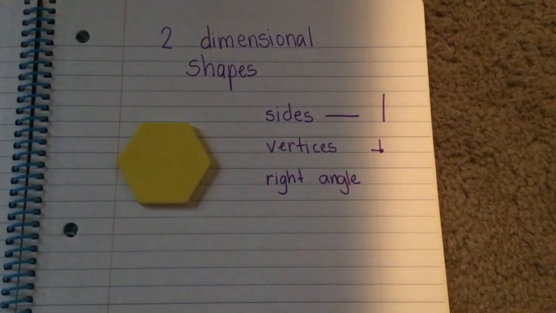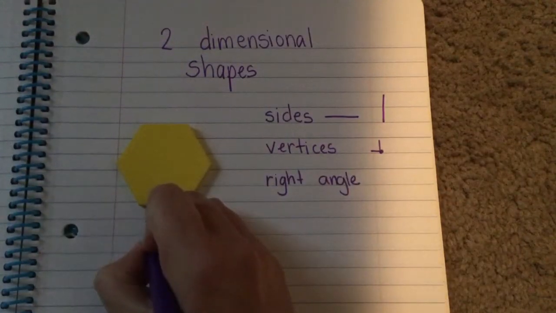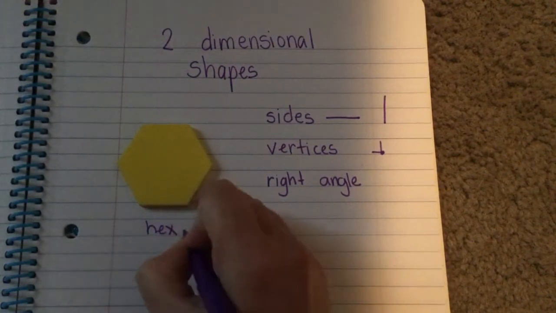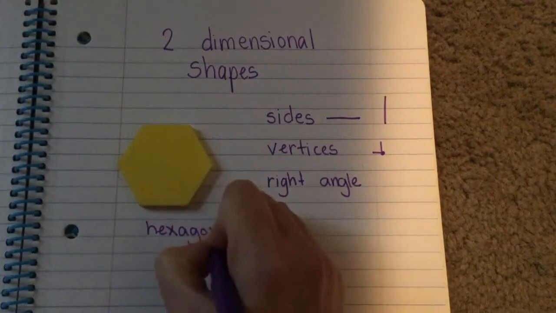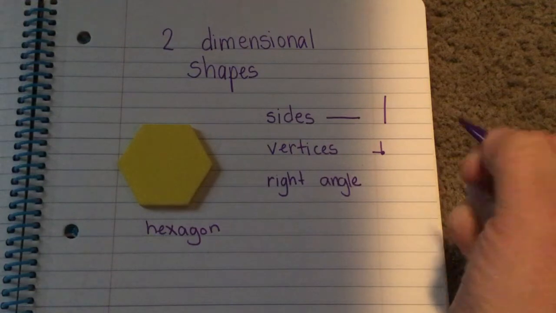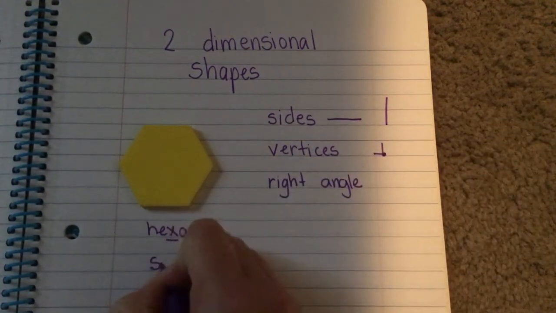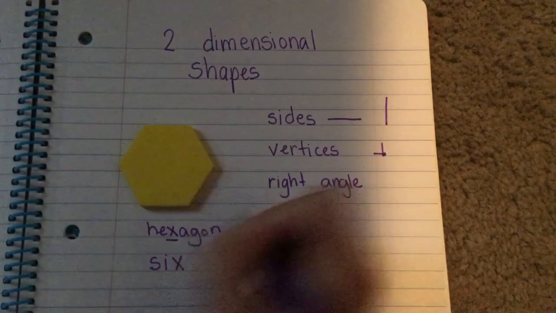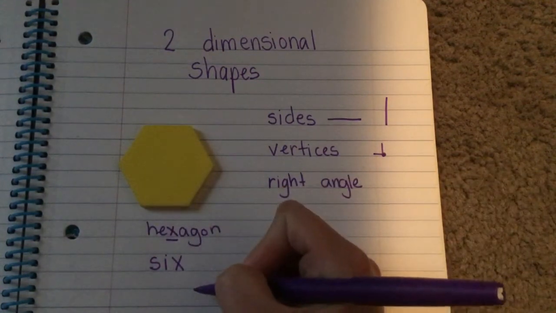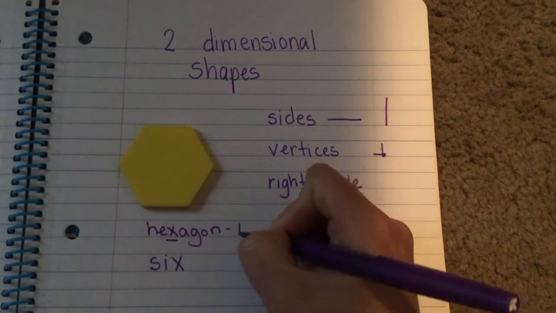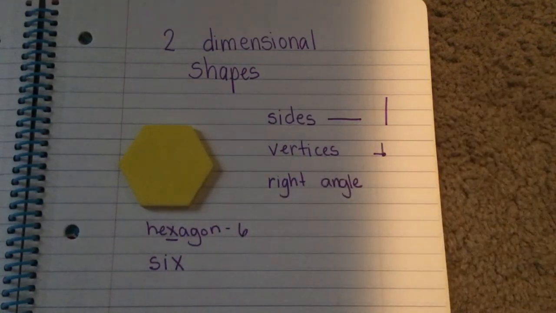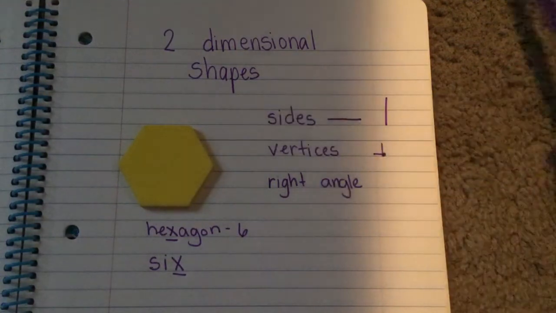Sometimes people get the hexagon and an octagon confused. The way I remember hexagon is it has an X in it, and so does the number 6. And that's important for a hexagon because a hexagon has 6 sides and 6 vertices. So they both have that X in there together. That's how I remember a hexagon has 6.